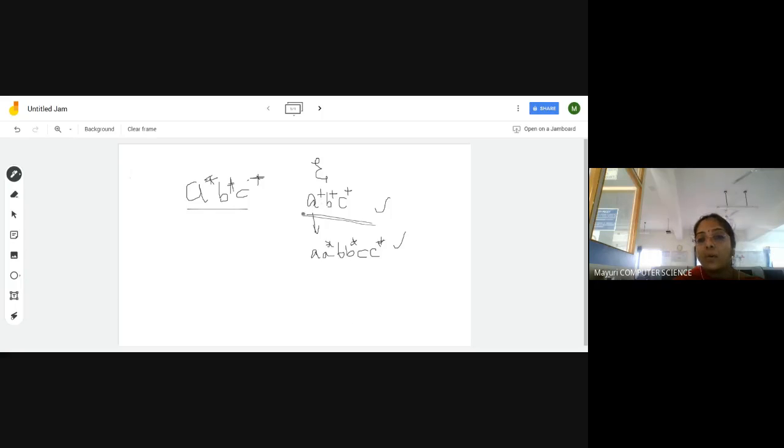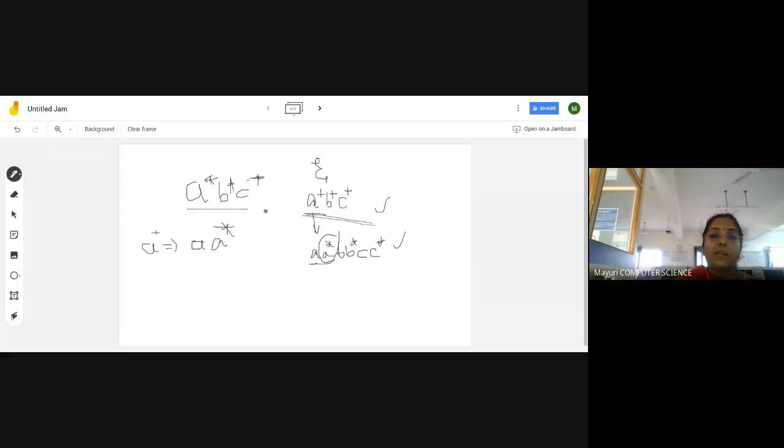Minimum one A, one or more A's. Here one A is there, and after that any number of A's, so it is one or more. Star means if you want just one A, make it epsilon, or else if you want more A's, continue. So what I'm trying to say is A plus is equivalent to A A star.